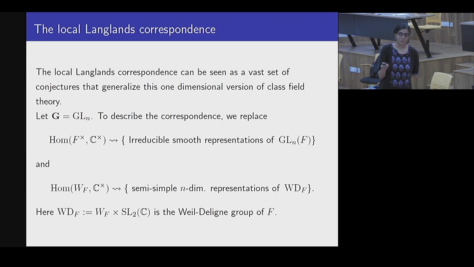Hom from GL_1(F) to C cross. You replace it with irreducible smooth representations of GL_n(F), and Hom from W_F to C cross with semisimple n-dimensional representations of WD_F. I will say why one needs WD_F and why the Weil group is not enough. Here WD_F is the Weil-Deligne group of F, which is W_F cross SL_2(C).